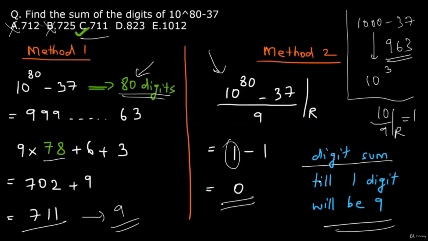So that's not equal to 9. So option B is eliminated. What about option C? 7 plus 1 plus 1 is equal to 9. So let's hold it. What about option D? 8 plus 2 is 10 plus 3 is 13. And in 13, 1 plus 3 is 4. So option D is also eliminated. And in option E, 1 plus 1 plus 2, that's equal to 4. So option E is also eliminated. And therefore, the correct answer to this question is option C.